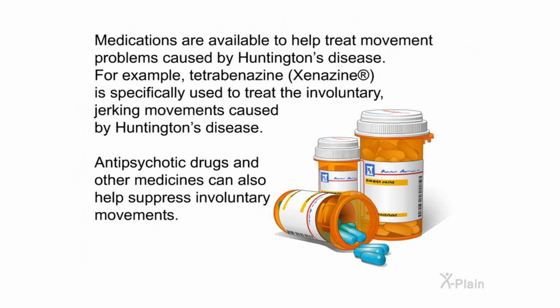Medications are available to help treat movement problems caused by Huntington's disease. For example, tetrabenazine, Xenazine, is specifically used to treat the involuntary jerking movements caused by Huntington's disease. Antipsychotic drugs and other medicines can also help suppress involuntary movements.